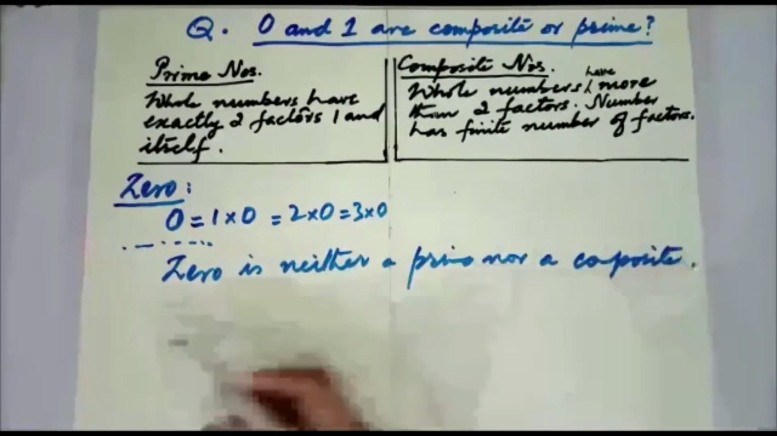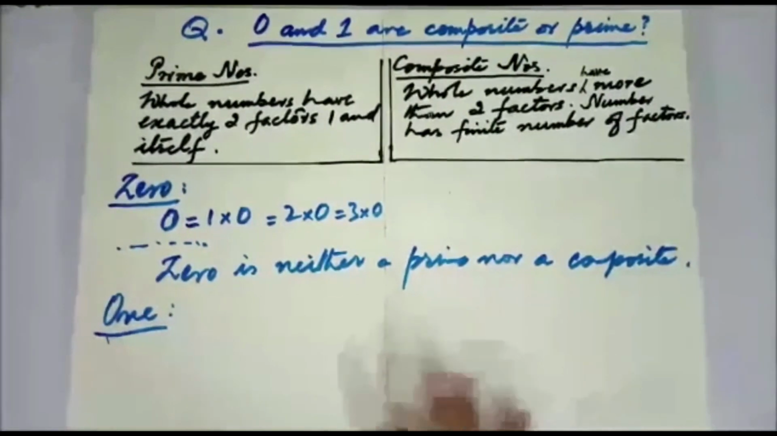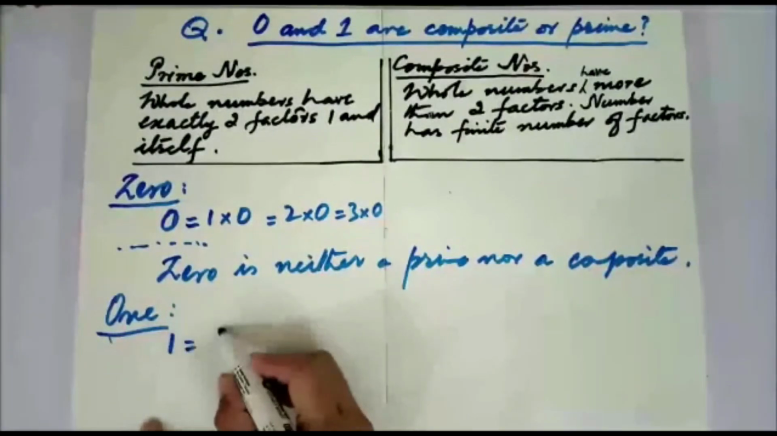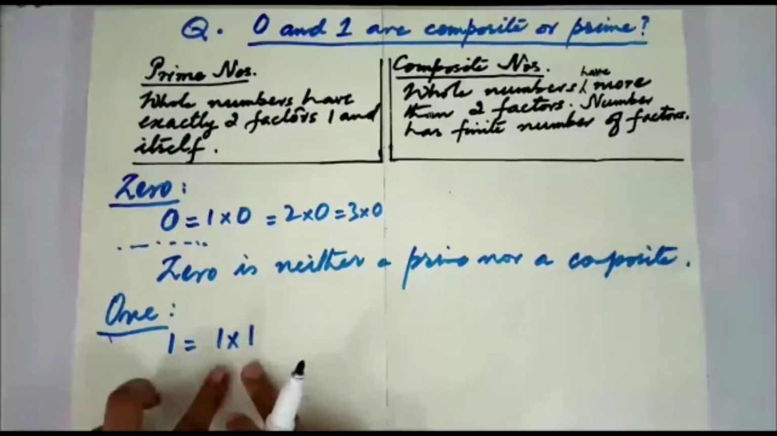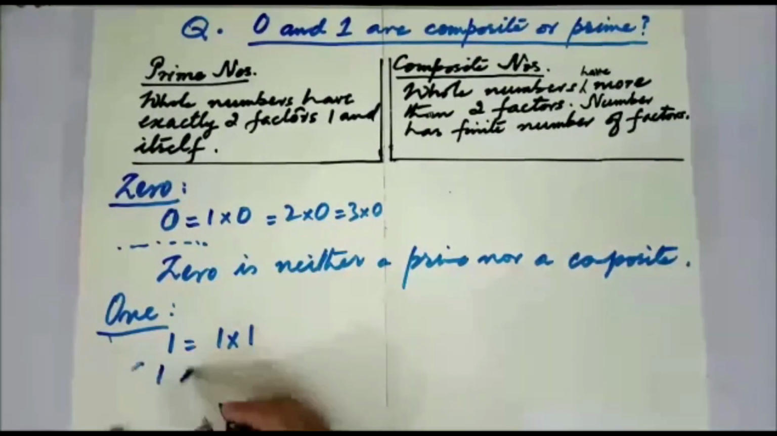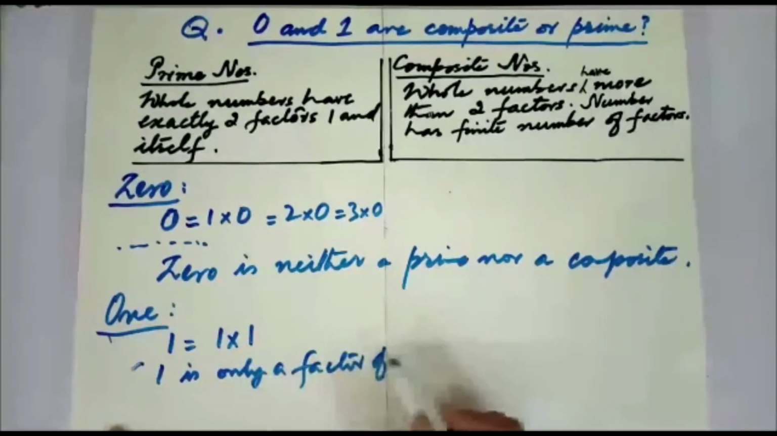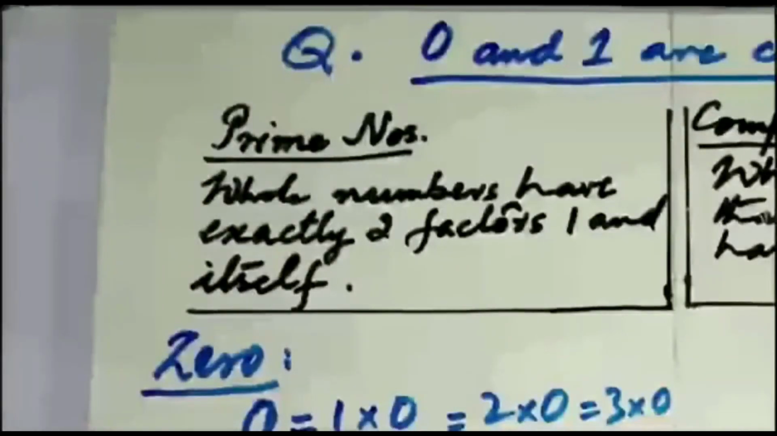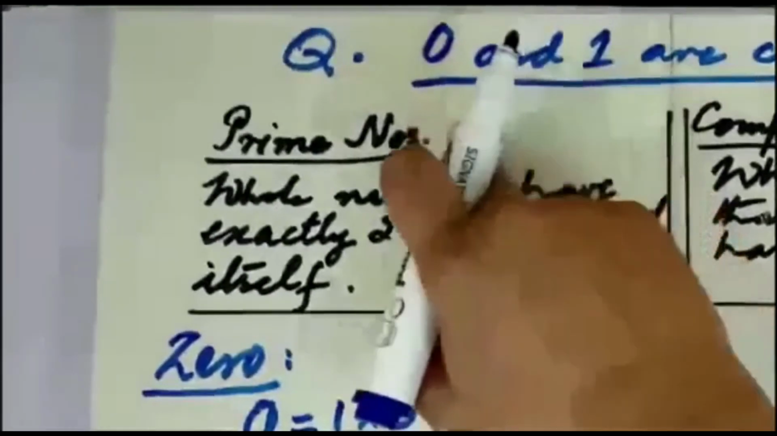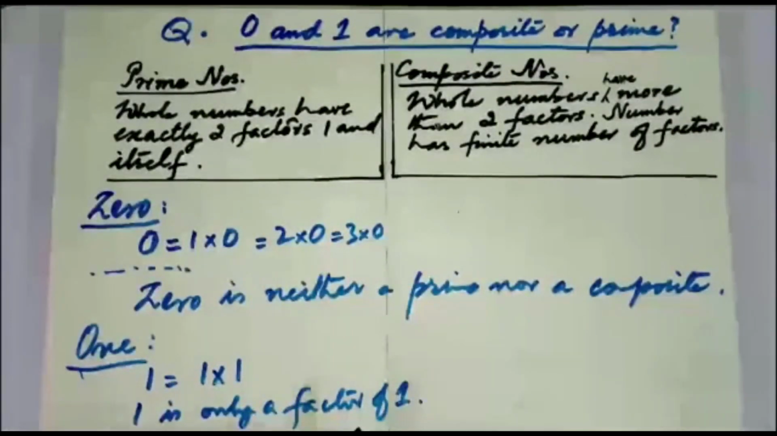Now we will discuss 1, and how will we discuss it? Here you can see that 1 is equal to 1 multiplied by 1. There is only one factor. 1 is only a factor of 1. And now we can say that 1 is not a prime number, because to be a prime number you need 2 factors and here there is only one factor. So 1 is not a prime number.